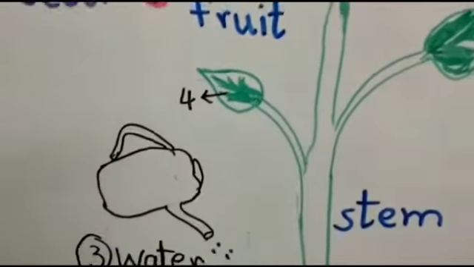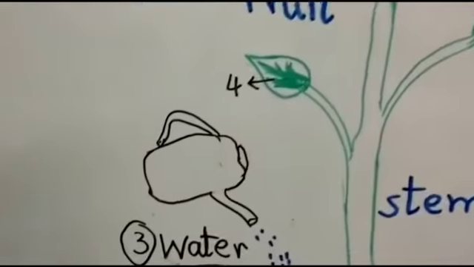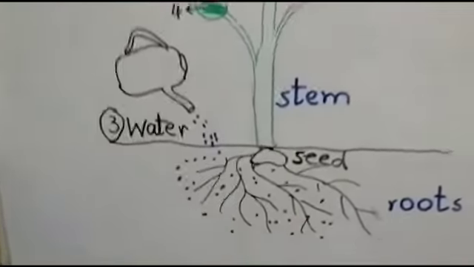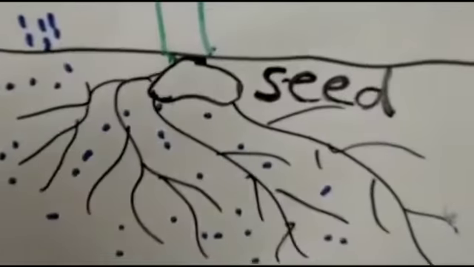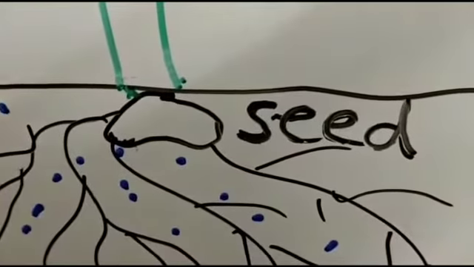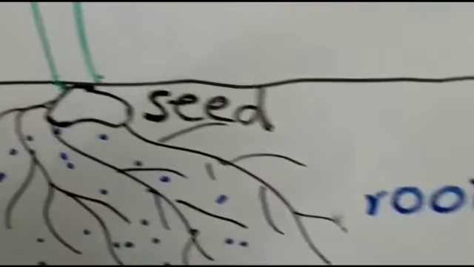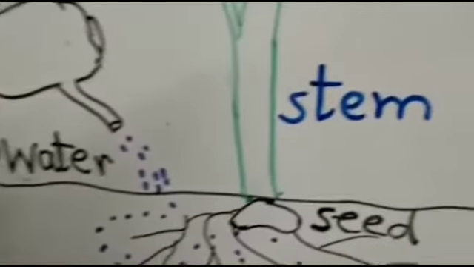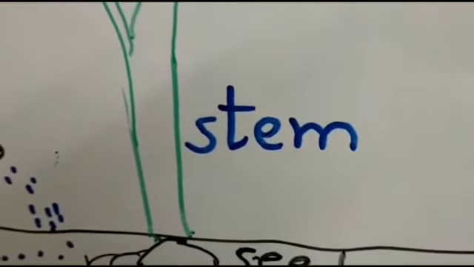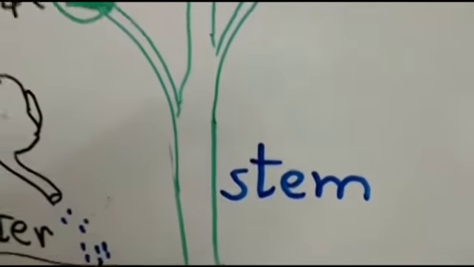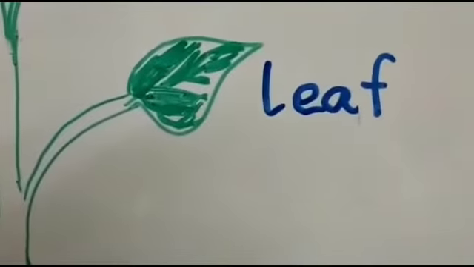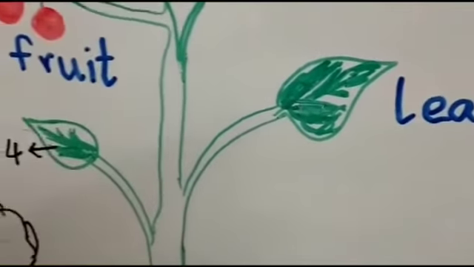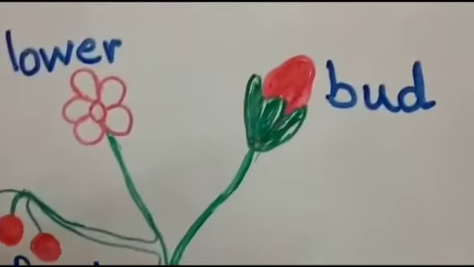Okay. Now, I am going to give you a brief description of all the parts of plant. Let's start from the seed. Seed is number 1. Then roots. Next is stem. And the next one is leaf. You know what leaf is? Leaves, that is, पत्तों को. Yes. And then the next is bud.